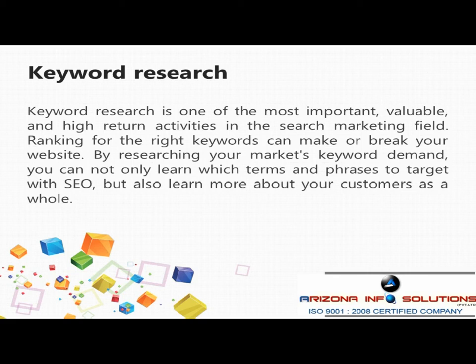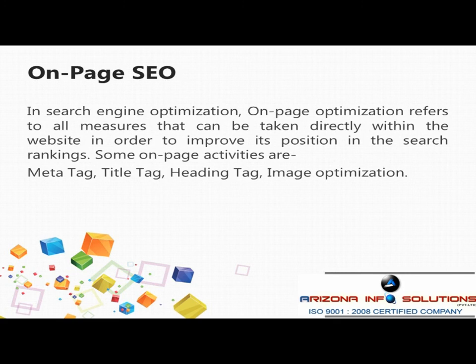On-page SEO. In search engine optimization, on-page optimization refers to all measures that can be taken directly within the website in order to improve its position in the search rankings. Some on-page activities are meta tag, title tag, heading tag, and image optimization.